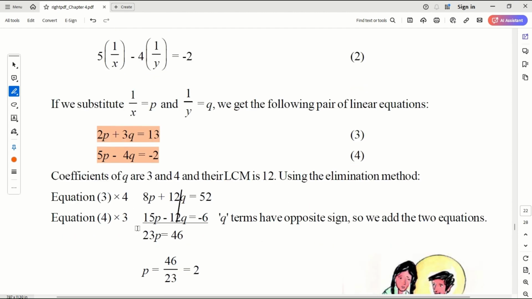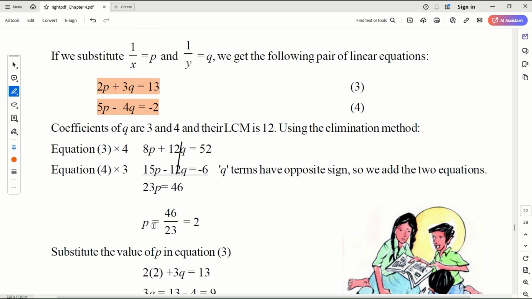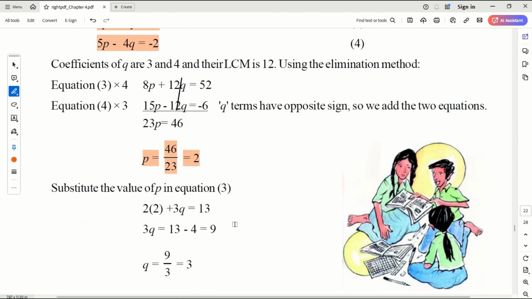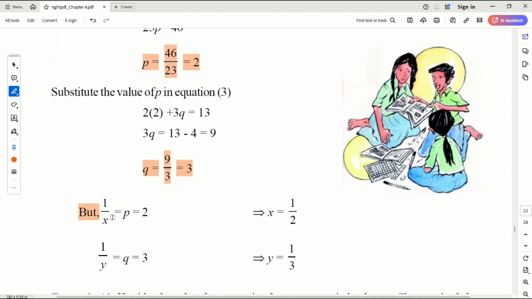Okay, here they used the elimination method to solve. You got p as 2 and q as 3. Now you know p and q. P is nothing but 1 by x, that's what you assumed. Okay, 1 by x equal to p, which is equal to 2, which means x is equal to 1 by 2. Correct? 1 by y equal to q, which is 3, y equal to 1 by 3. So this is the answer for those problems.